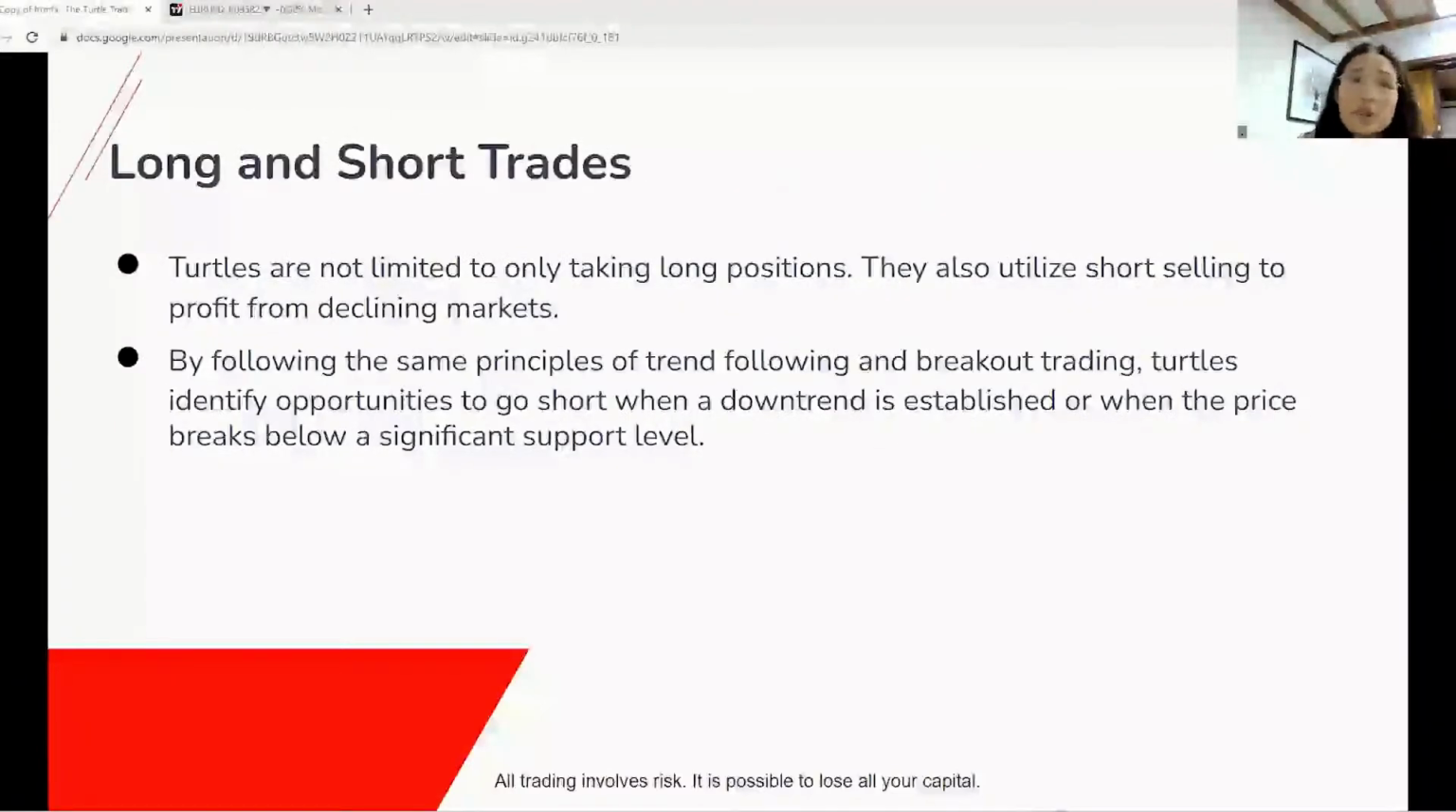Next, we have the long and short trades. Since they're not limited to only taking long positions, they can also utilize short selling to profit from declining markets. By following the same principles of trend following and breakout trading, turtles identify opportunities to go short when a downtrend is established or when the price breaks below a significant support level.